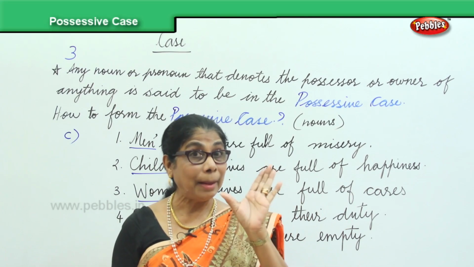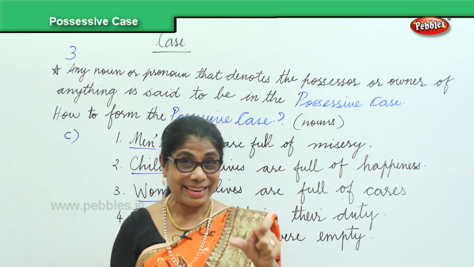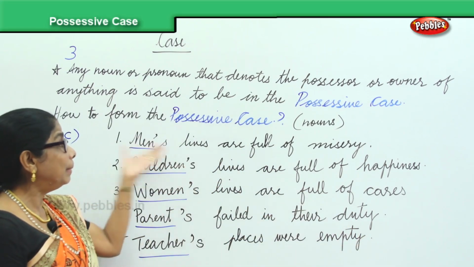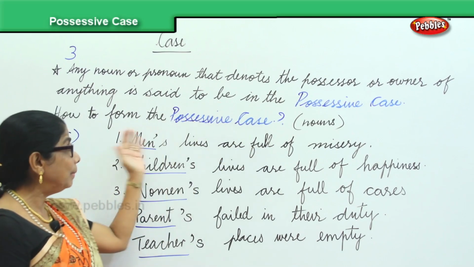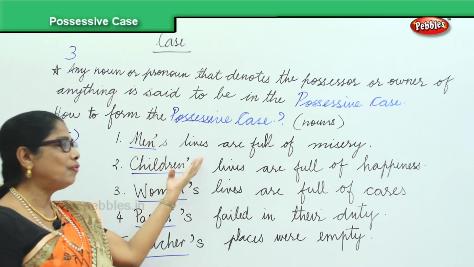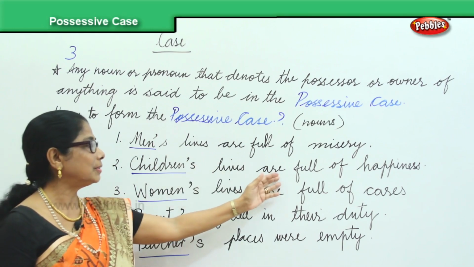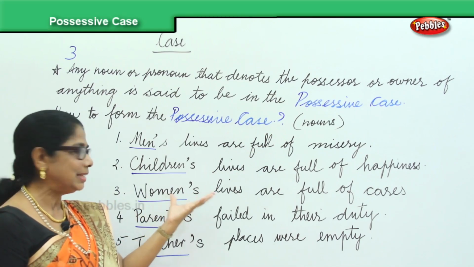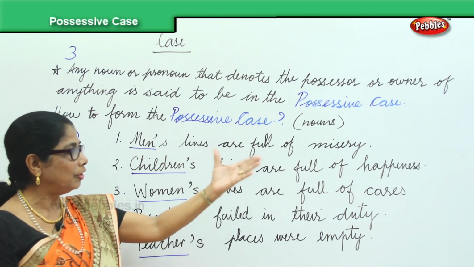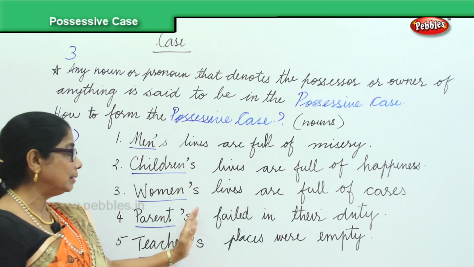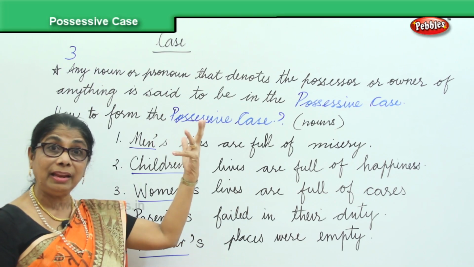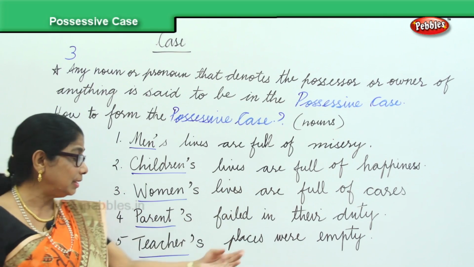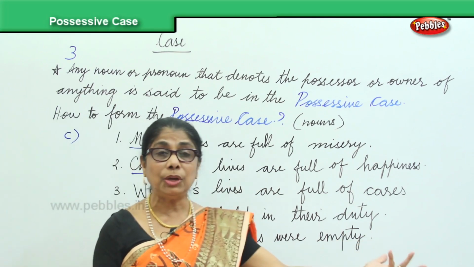In plural, apostrophe comes after the men. You put the apostrophe followed by an S. Here you say men's lives, that means life of many men. Men's lives are full of misery. Children's, all the children's lives are full of joy, full of happiness. Women, every single women. Women's lives are full of cares. Parents, all the parents. Parents failed in their duty. When they fail, then the children don't perform well. Teachers' places. Wherever the teachers sit, teachers' places were empty. That means no teacher came to school.